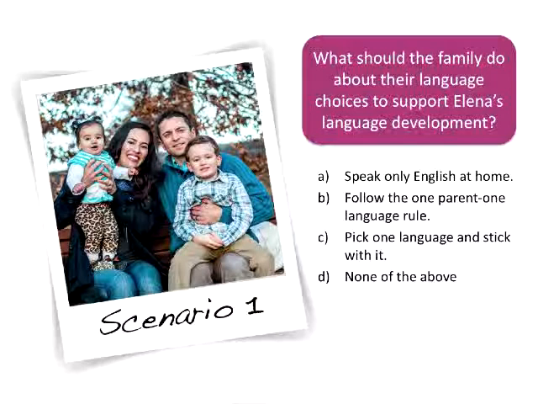And I have a couple of choices up on the screen. I'd like for you to vote, again using the same box where that little check mark was up under your name. Now there are letters there, and you can pick one of these 4 choices. So the choices are, what would you recommend for the family to do? Speak English at home? Follow the one parent, one language rule? Pick one language and stick with it? Or none of the above?